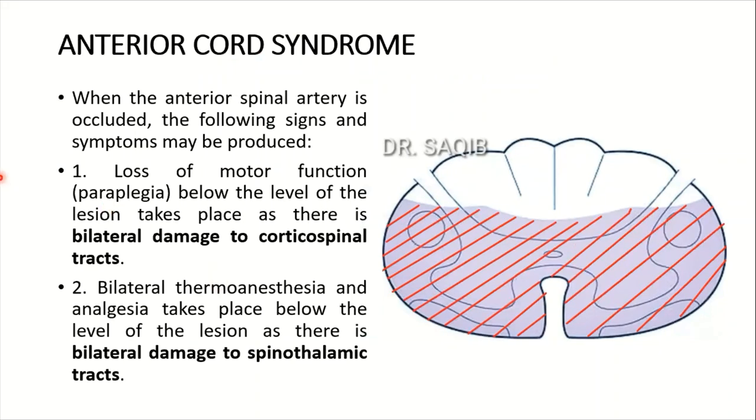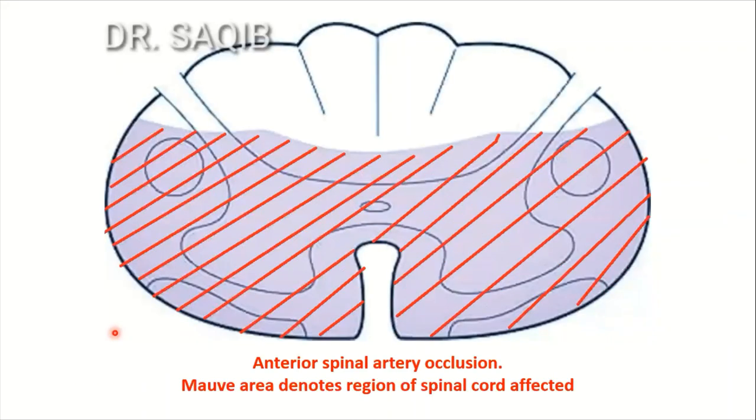So let's move on. What is the repercussion of damage to each part of this? When the anterior spinal artery is occluded, the following signs and symptoms may be produced. Loss of motor function, known as paraplegia, takes place below the level of the lesion, as there is bilateral damage to the corticospinal tracts: the anterior corticospinal tracts and the lateral corticospinal tracts. Then there is bilateral thermoanesthesia and analgesia below the level of the lesion, as there is bilateral damage to the spinothalamic tracts. This is the anterior spinothalamic tract and here is the lateral spinothalamic tract. They are damaged, and these sensations would be lost, resulting in thermoanesthesia and analgesia. Here you could see an enlarged form of the picture we discussed already.